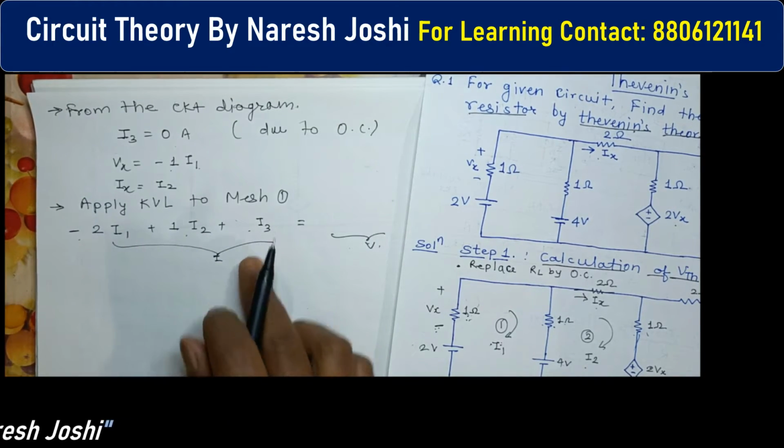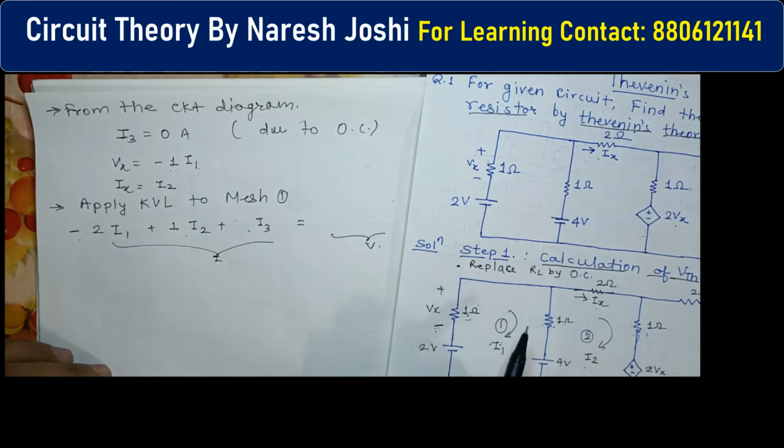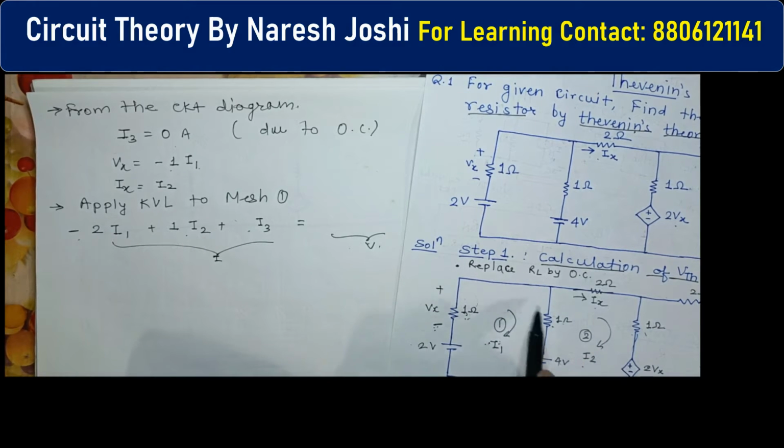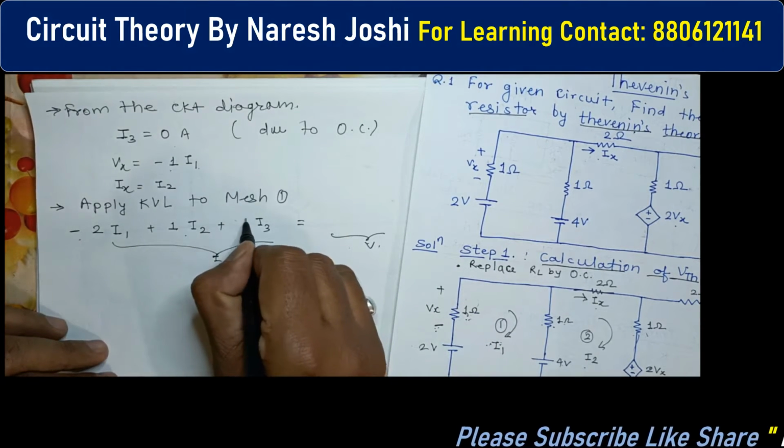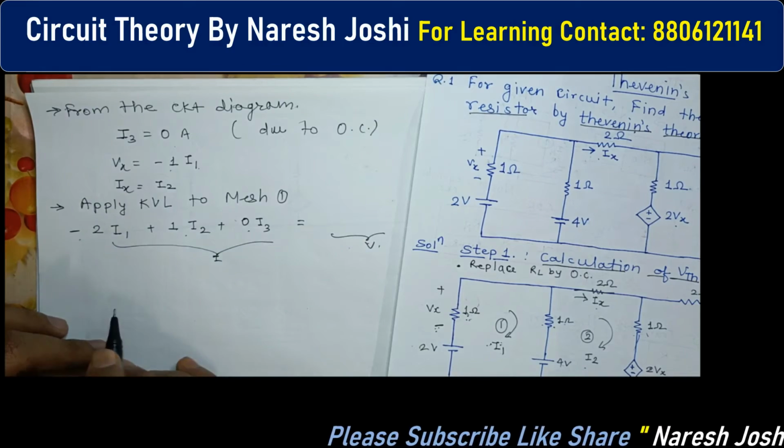Next I3. Here you can see I3 is here, but we are applying the KVL here, so no current is passing through any resistance of this mesh. So I will write directly 0, the magnitude of I3 will be 0.